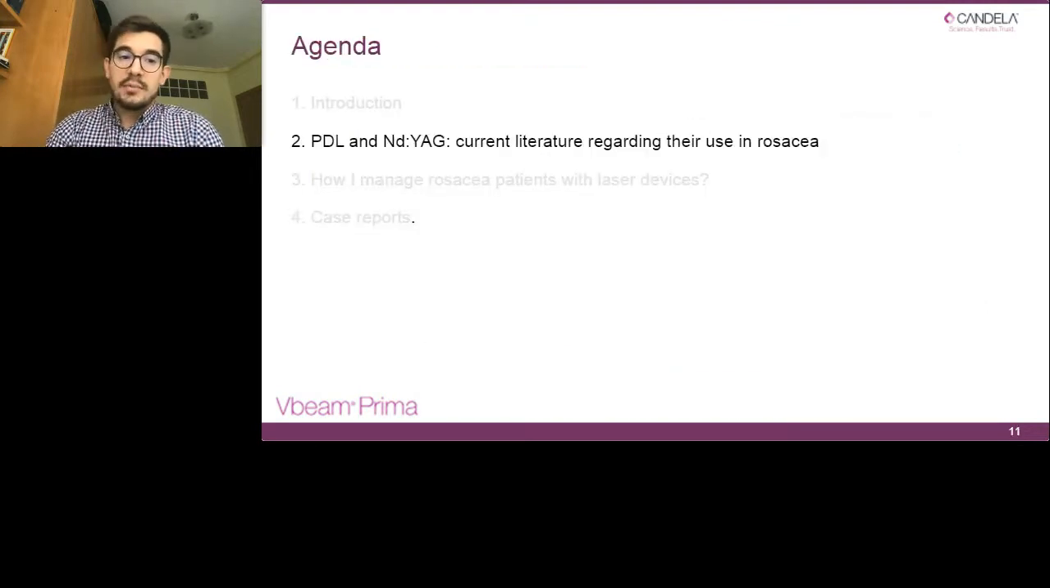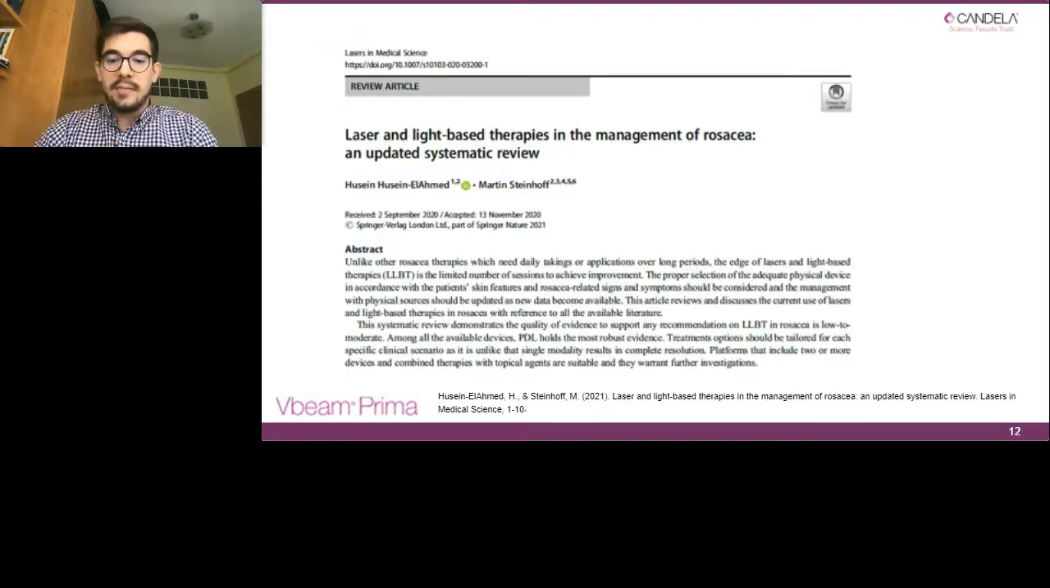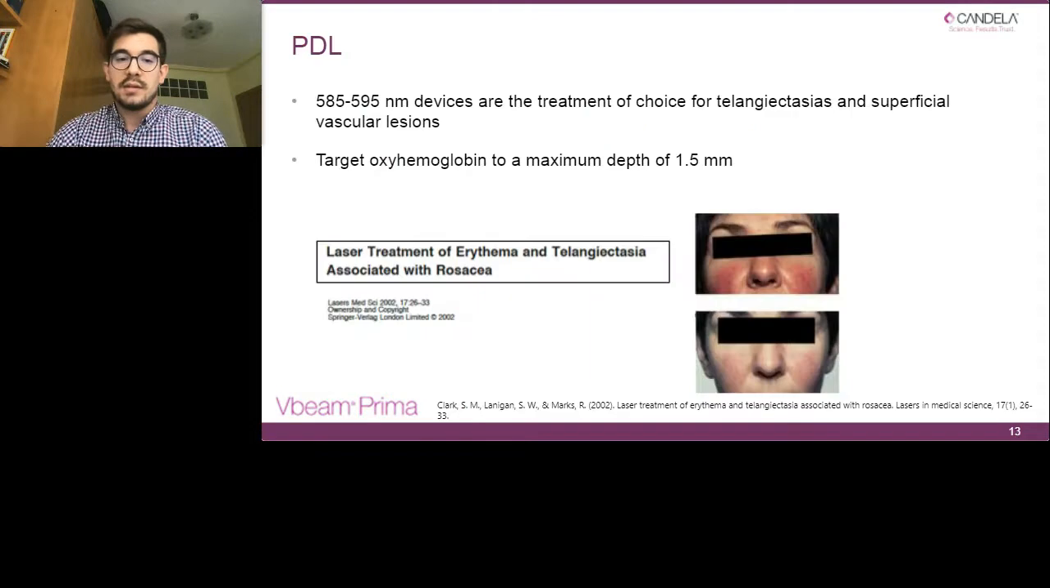In the second part, I'm going to try to review this evidence of the use of lasers in rosacea, both the PDL and the Nd:YAG, based on the current literature. This is the main article I'm going to review. It was published last year in 2020, and it contains the most solid evidence regarding the use of these lasers based on patient series, also on some clinical trials made with the use of lasers.